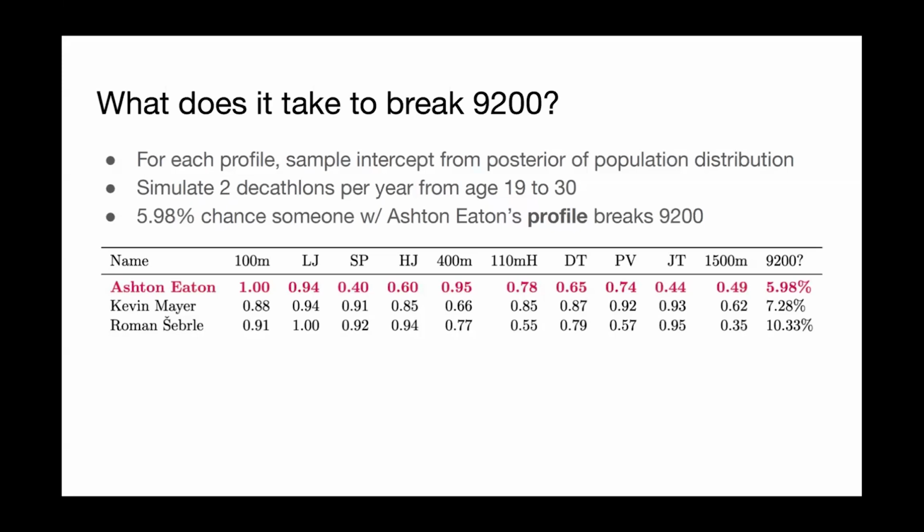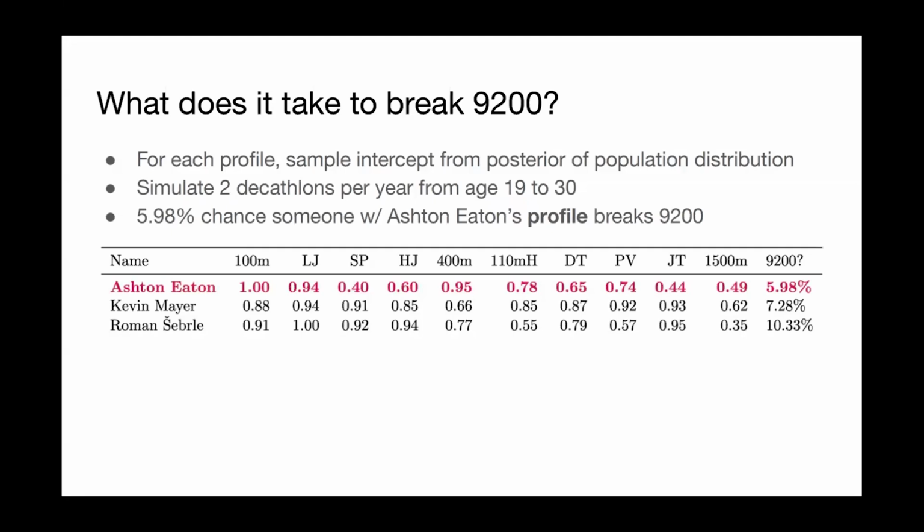And so to do so, we can create these profiles for these athletes, right? So take someone with Ashton Eaton's profile, but not Ashton Eaton himself. This person is great at the 100-meter, great at the long jump, so-so at the shot put, and so on. And what we do is we go to the distribution of 100-meter intercepts, and we take the 100th percentile intercept. We go to the distribution of long jump intercepts and take the 94th percentile, and so on.